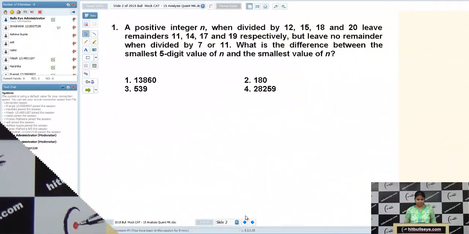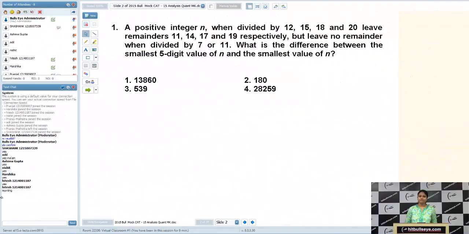Let's start analysis of Bull Mock CAT 15. I'll be covering the Quant and DI section. Question number 1. Easy. We can say difficult as well. If you follow the complete approach, you will find those two numbers, then it is a difficult question. Otherwise, this is a very easy question. Any problem in the first, please write and explain in the chat box.